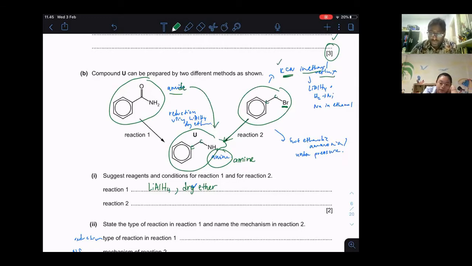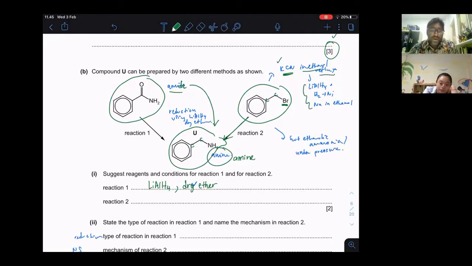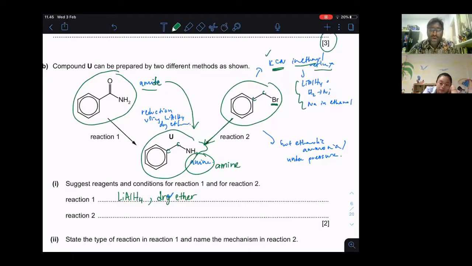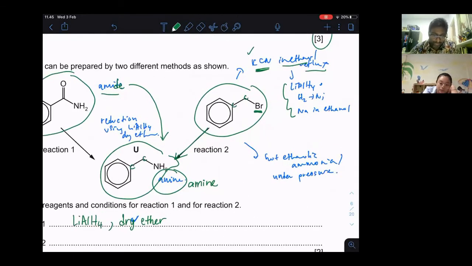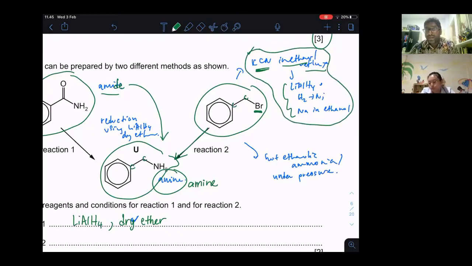After that, you are going to reduce them. There are 3 ways to reduce them. You can use LiAlH4 in dry ether, or you can use hydrogen in nickel, or you can use sodium in ethanol. All these are if you are going to add number of carbon, but it is also the production of amine. But in this case, because there is no increase in number of carbon, it is enough to just react with hot ethanolic ammonia.